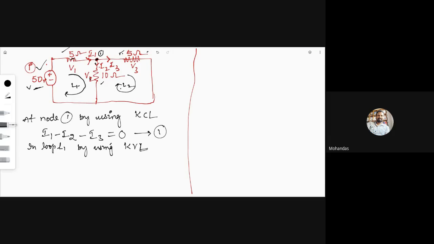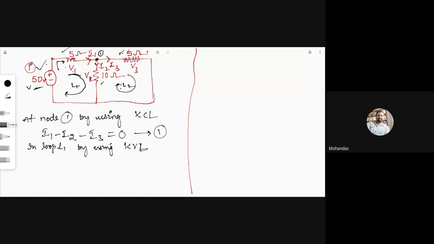Okay, now what is the rule we should follow here? Current is flowing in clockwise direction. Before that, we should give polarities for this voltage V1. So as the current is flowing in this direction, what polarities should I give for this V1?